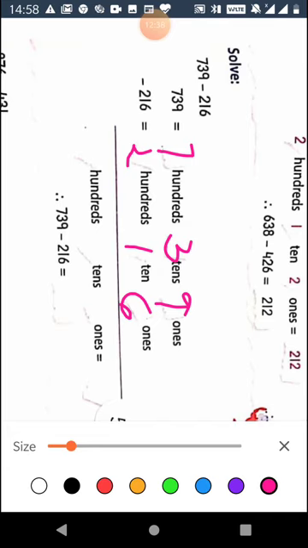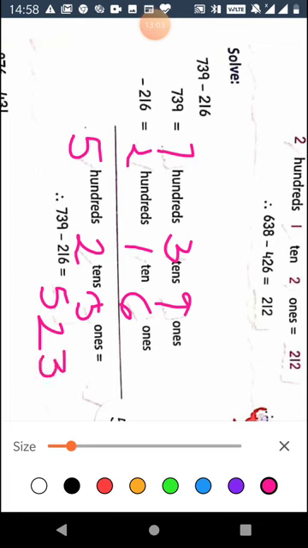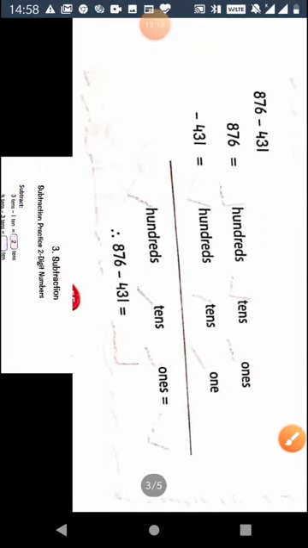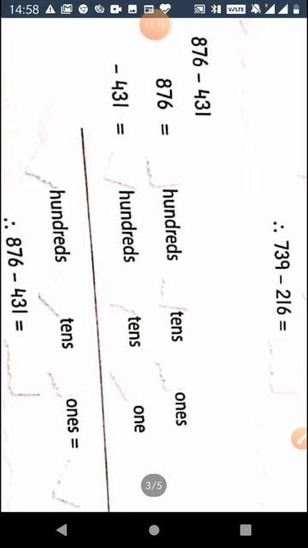Now subtract 9 minus 6 is equal to 3 ones. 3 minus 1 ten is equal to 2 tens and 7 hundreds minus 2 hundreds is equal to 5 hundreds. Therefore 739 minus 216 is equal to 523. Okay, clear? This is your simple subtraction. The way we do simple subtraction, the only difference is here we are writing the numbers in expanded form. We will do one more example.